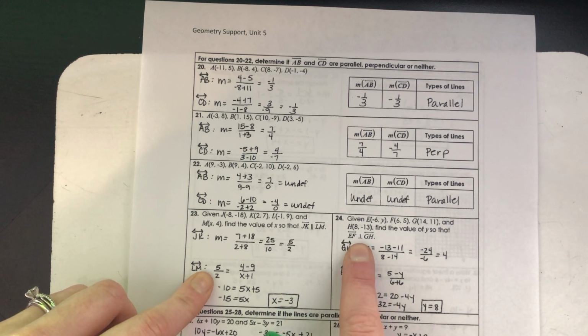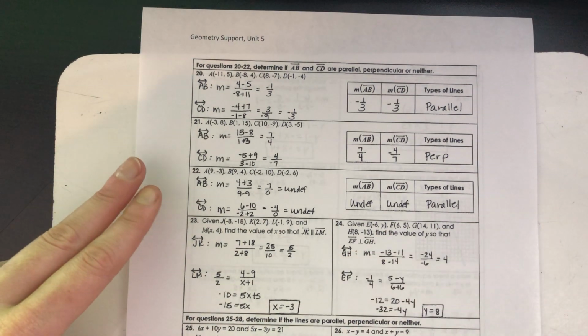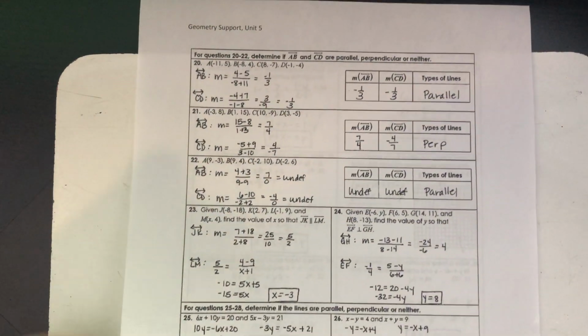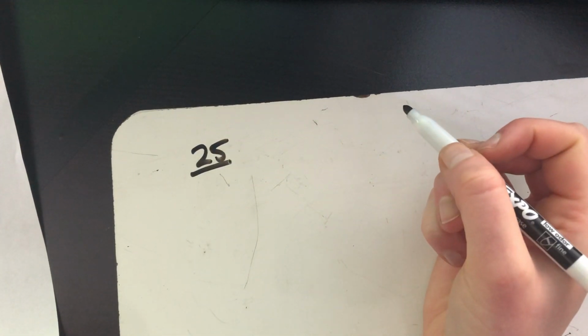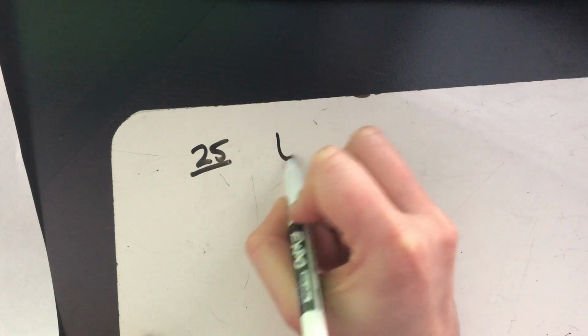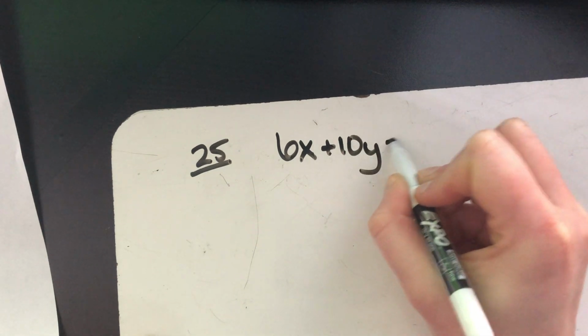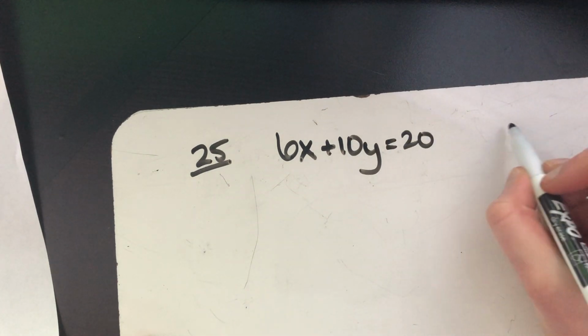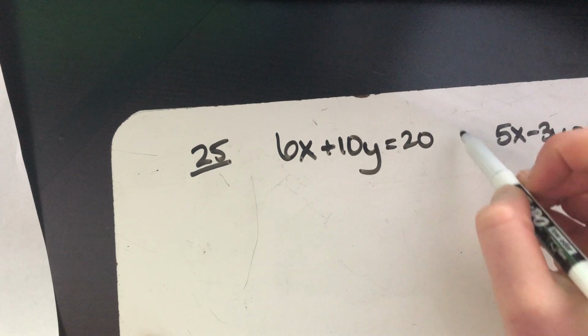24, I see the perpendicular sign, so I'm hoping that I see the negative reciprocal. Now let's go over 25 and 27. So, 25 says, determine if the lines are parallel, perpendicular, or neither. But notice it's not in slope-intercept form. And they give us 5x minus 3y equals 21.